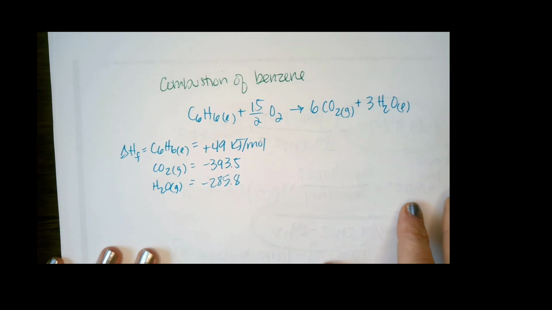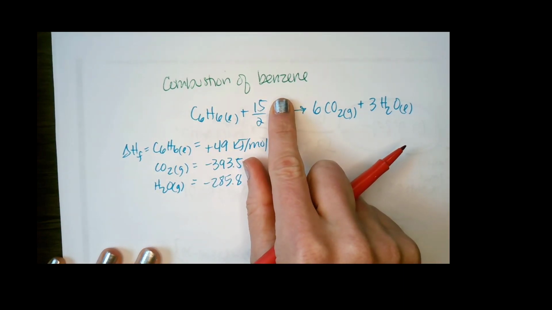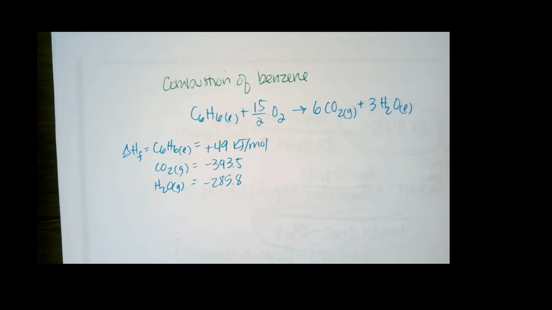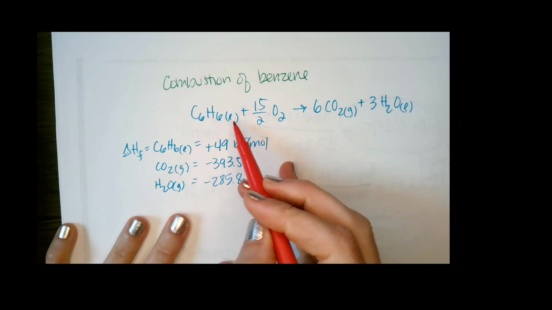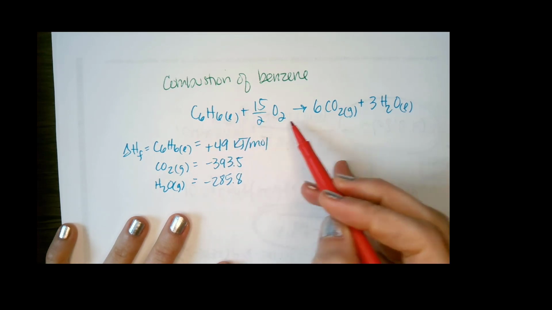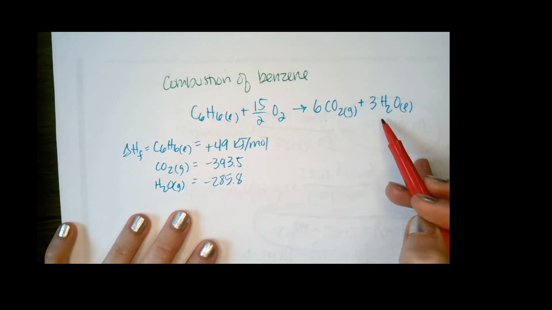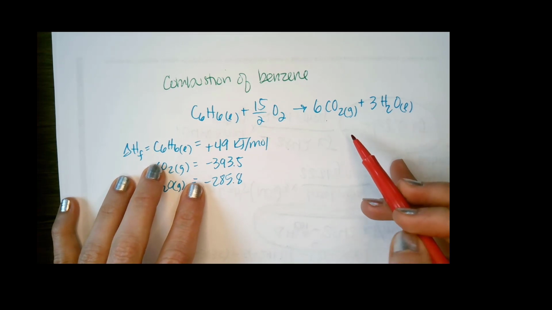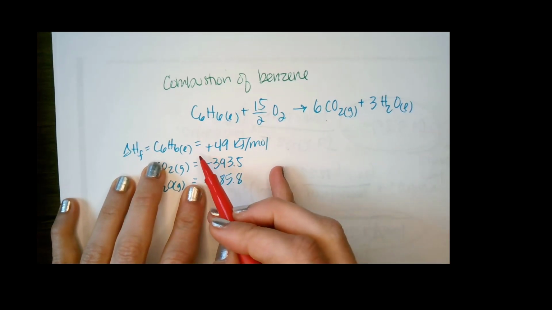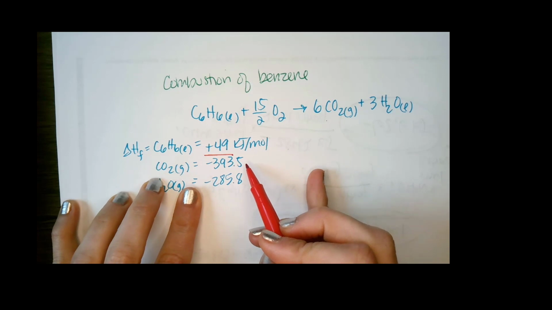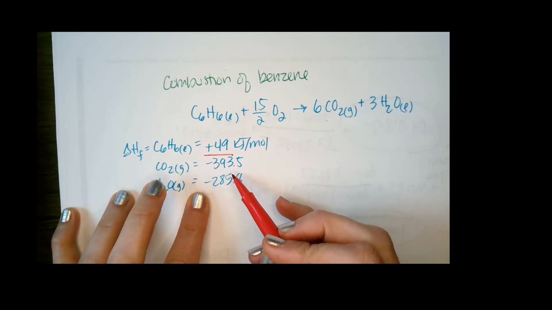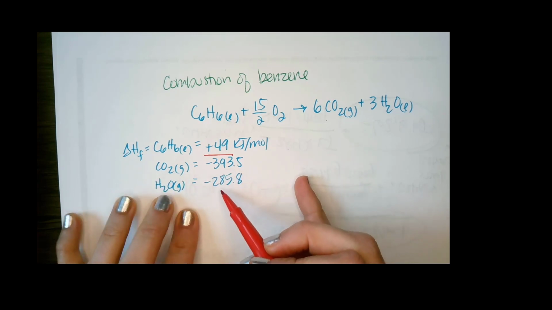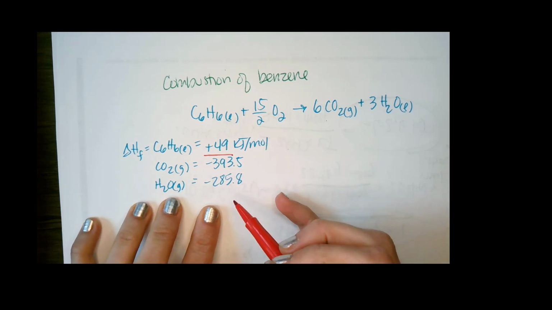All right, let's do one more here. The combustion of benzene. The question wants us to calculate the standard enthalpy of combustion for benzene. And we're given the equation here. We've got benzene plus oxygen. That's a combustion reaction to give us CO2 and H2O. We're given that the enthalpy of formation of benzene is plus 49 kilojoules per mole. And then I looked in the appendix to find the enthalpy of formation of CO2 and H2O gases.